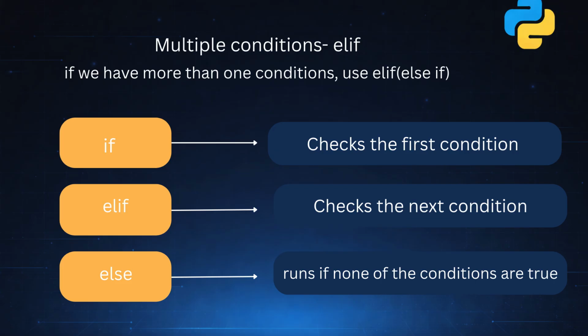Let's understand the basic syntax of conditional statements in Python. First, we write an if statement to check a condition. If the condition is true, the code inside the if block runs. If the first condition is false, we can check another condition using elif, which means else if. Finally, the else statement runs when none of the previous conditions are true. This structure allows Python programs to make decisions based on different situations.